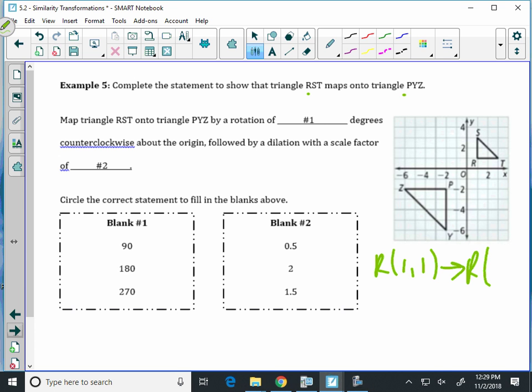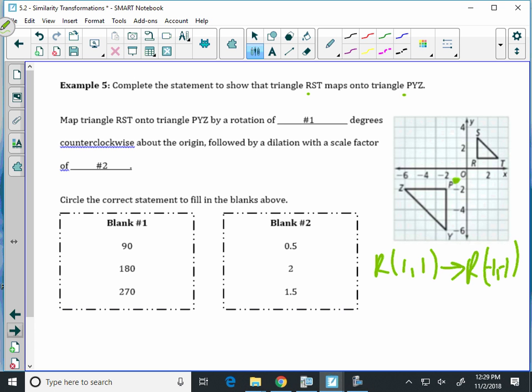So, when we do a 180-degree rotation, what's the rule for 180-degree rotation? Yeah, just flip the sign. Don't flip the point, just flip the signs. So 1, 1 becomes -1, -1. I'm going to plot it. Did we end up in the same quadrant? Yeah, so far so good.